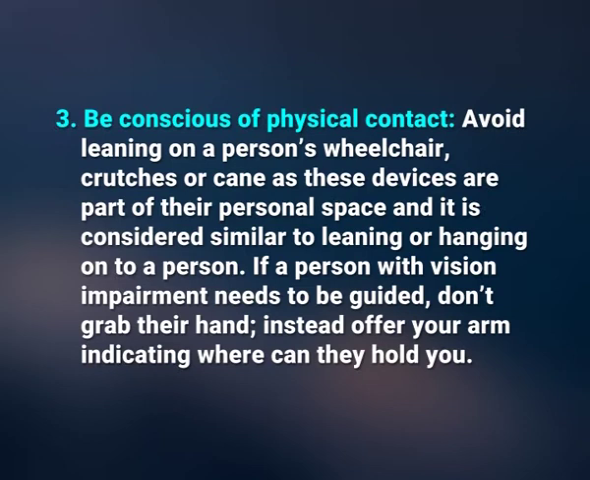Third, be conscious of physical contact. Avoid leaning on a person's wheelchair, crutches or a cane, as these devices are part of their personal space and it is considered similar to leaning or hanging on to a person. If a person has a vision impairment and needs to be guided, don't grab their hand. Instead, offer your hand, indicating where they can hold you.